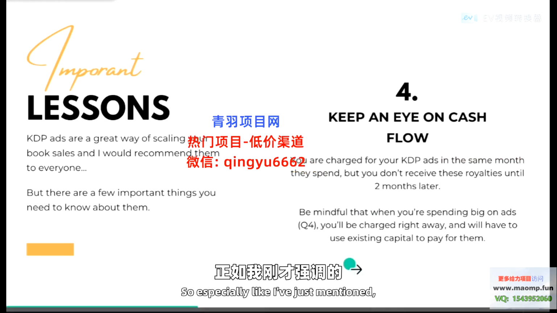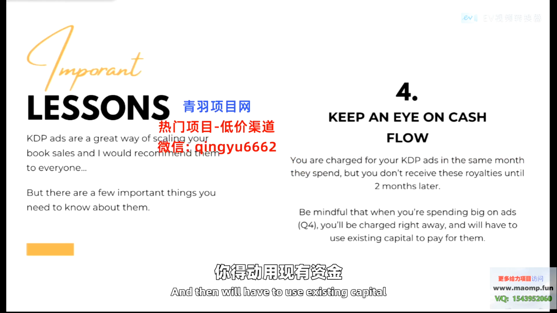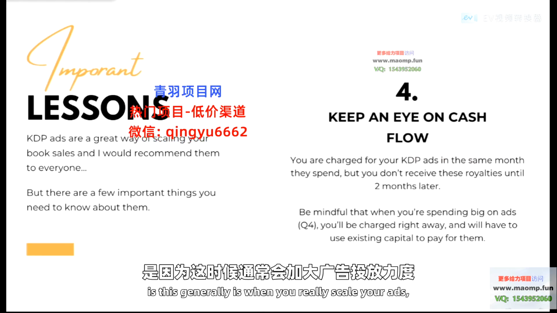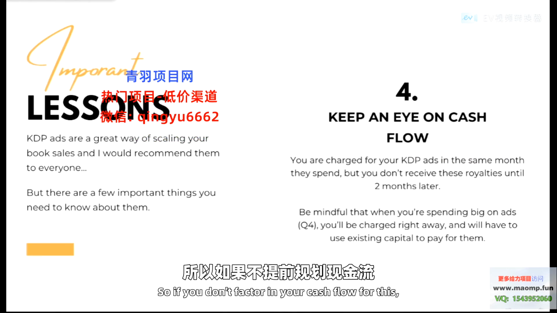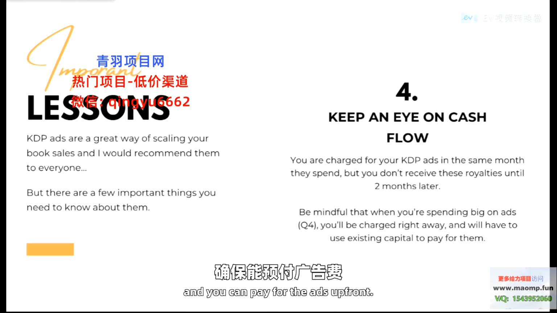So especially, like I've just mentioned, be very mindful when you're spending big on ads in Q4, because you'll be charged right away and then will have to use existing capital to pay for them. The reason I mention Q4 is this generally is when you really scale your ads. There are so many more people clicking, so your ad spend will be much higher. If you don't factor in your cash flow for this, you can get yourself into a bit of an issue.